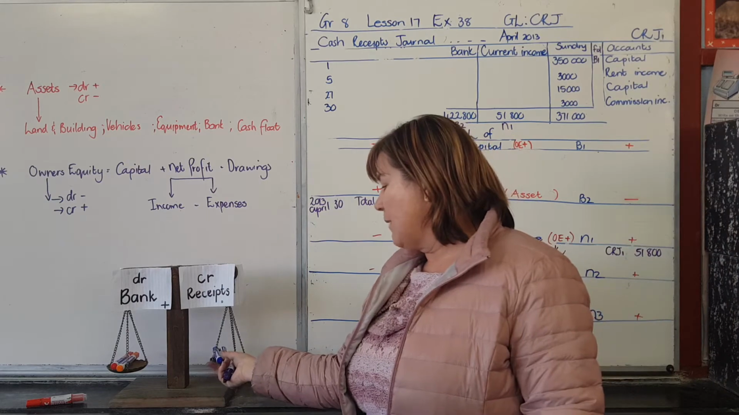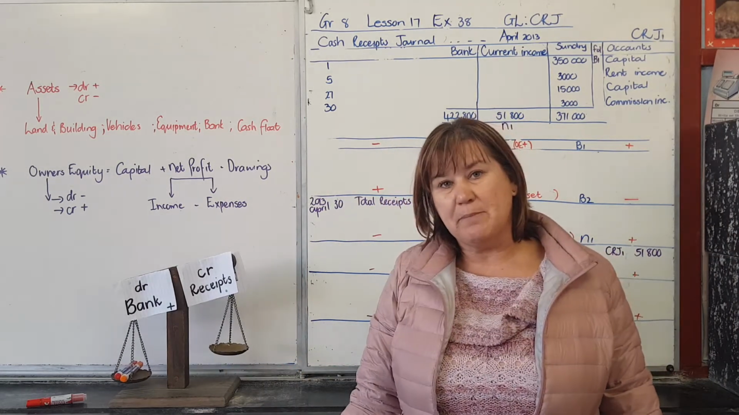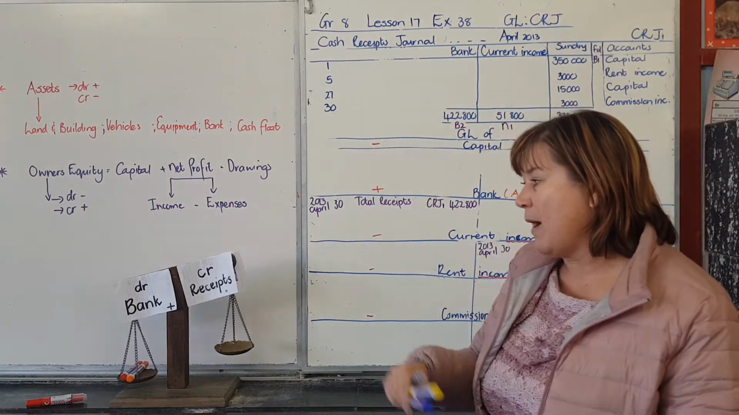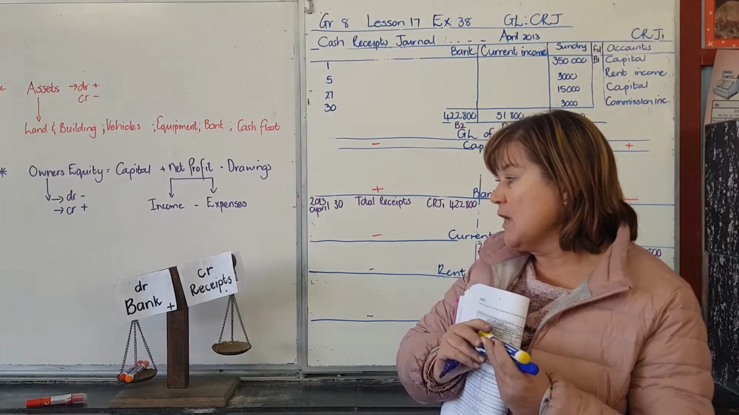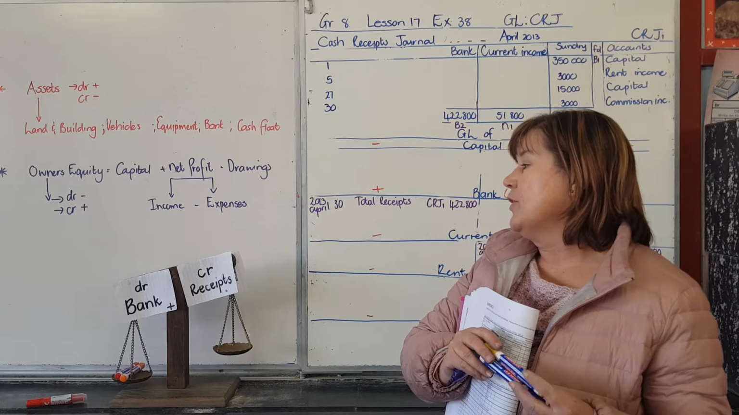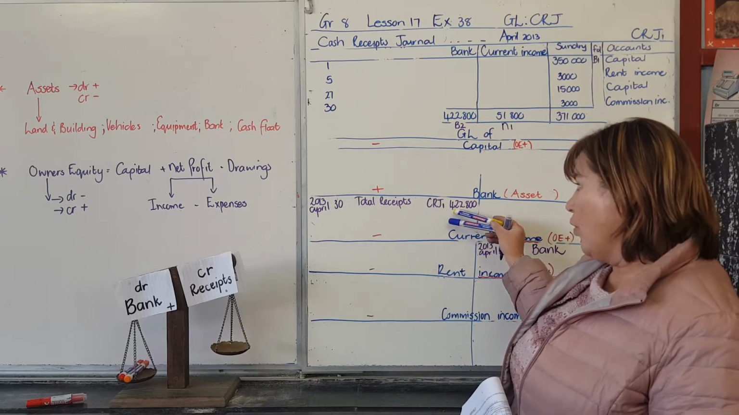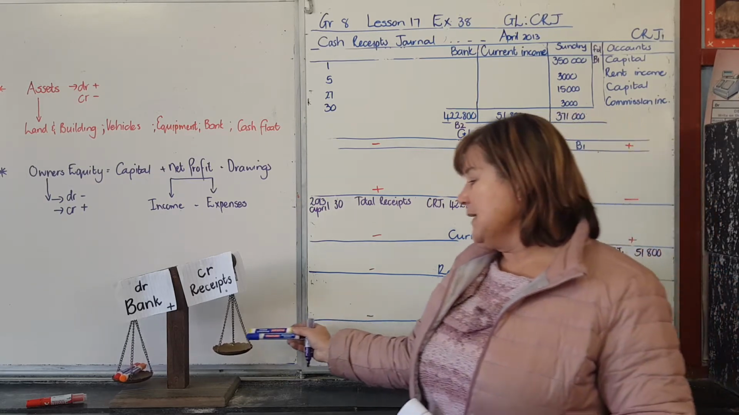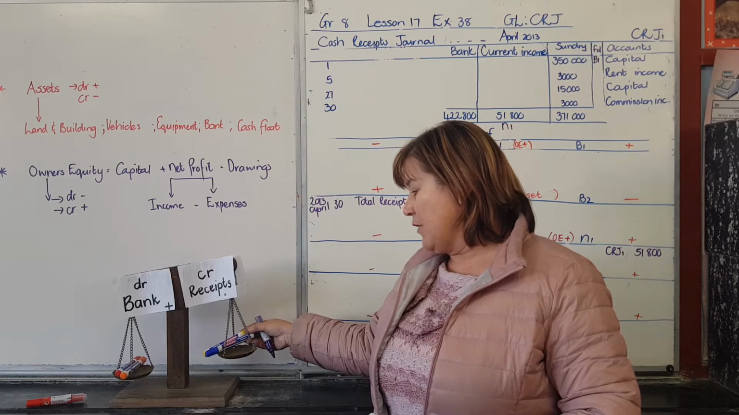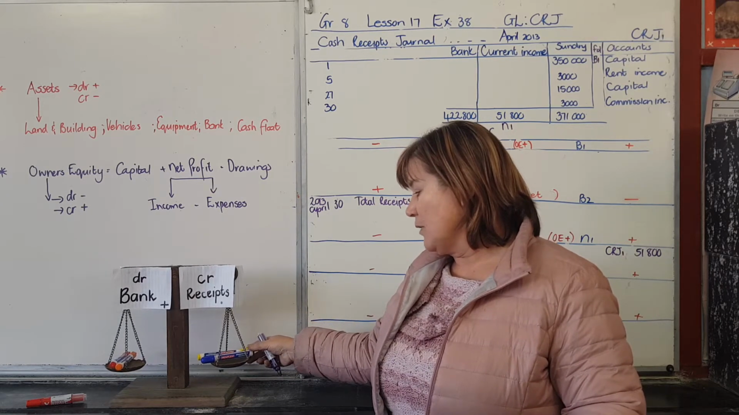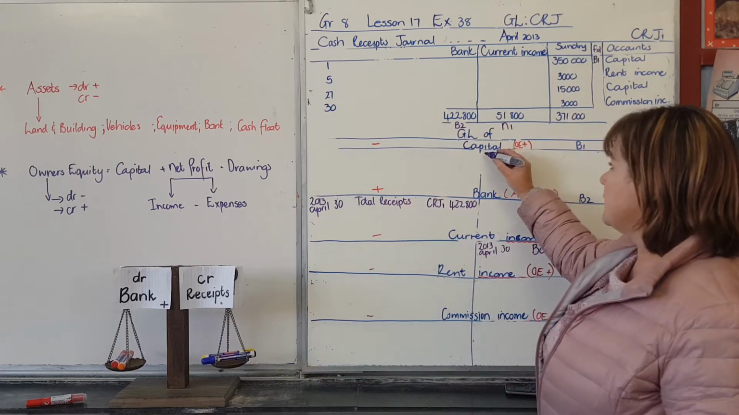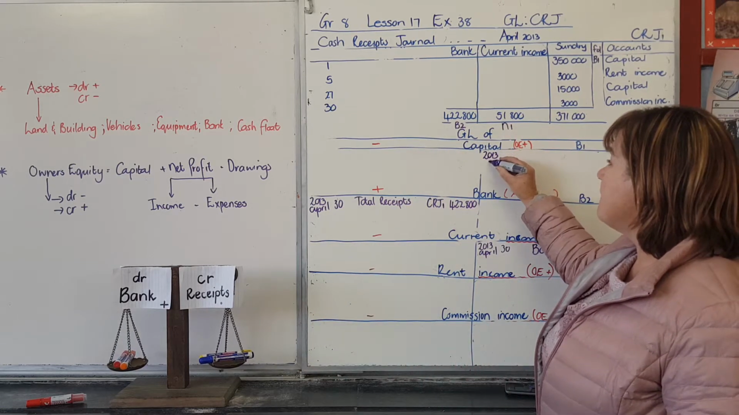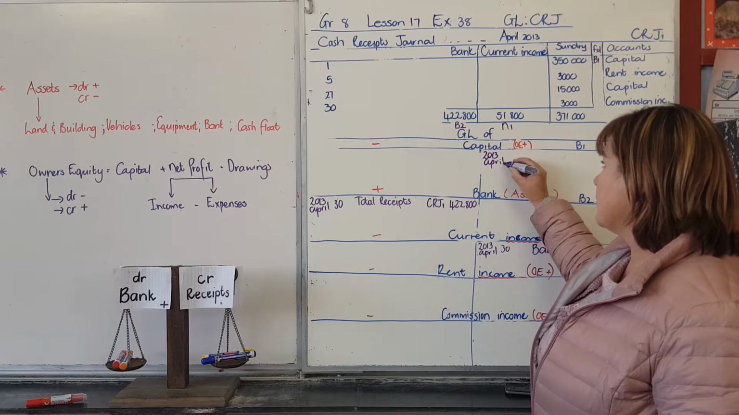The owner gave money to the business to start a business. The money was paid into the business bank account, so the business bank account is going to increase. You're going to debit, and the bank was debited with total receipts, and for each debit we have a credit, so your capital account will be credited with 350 Rand on the 1st of April.